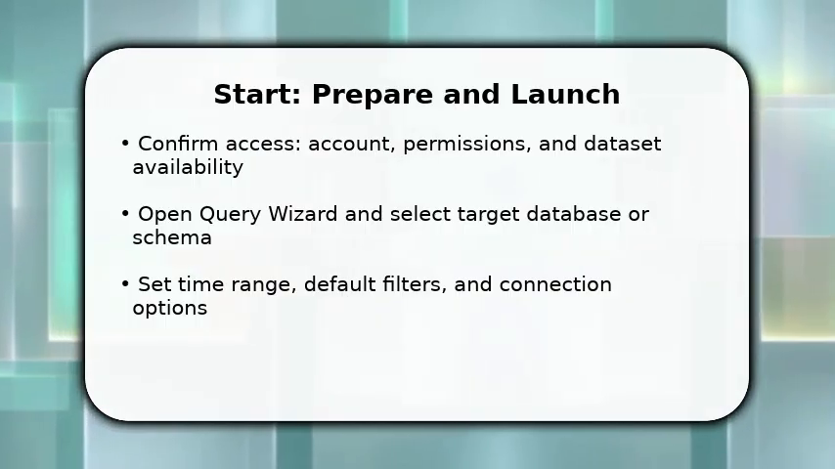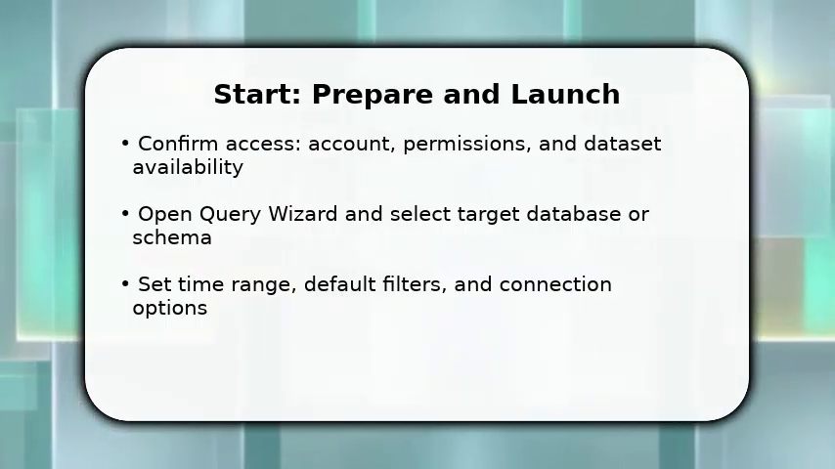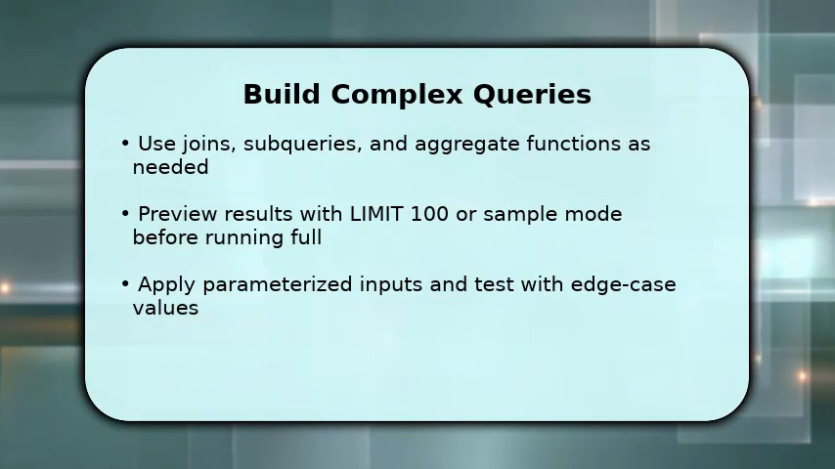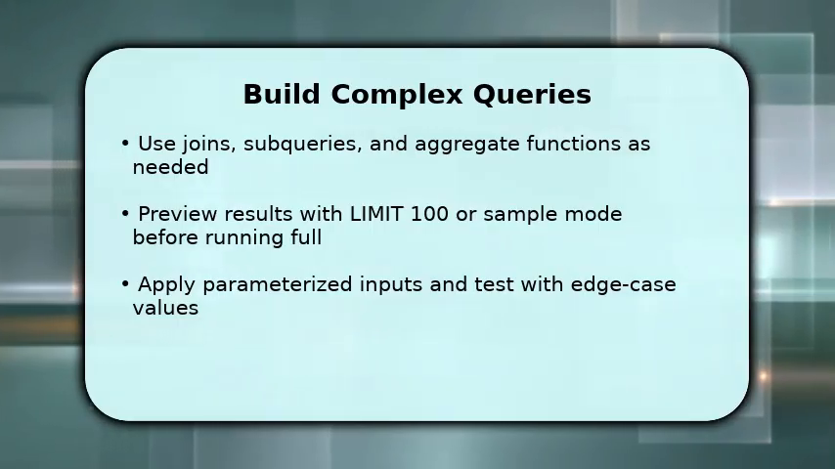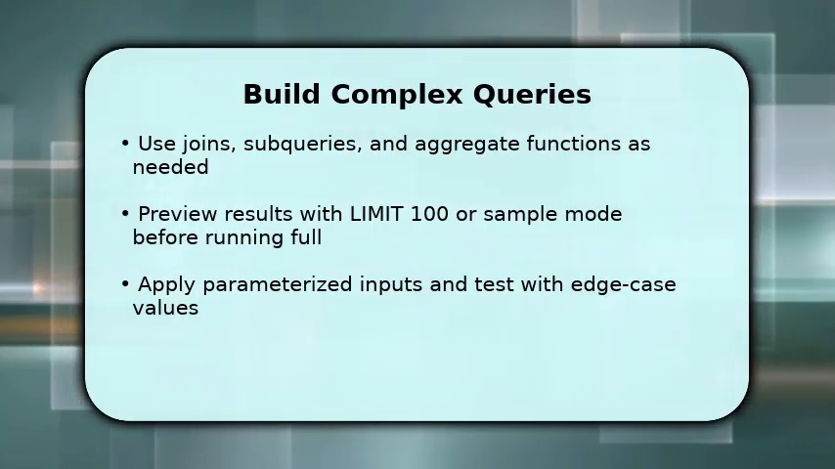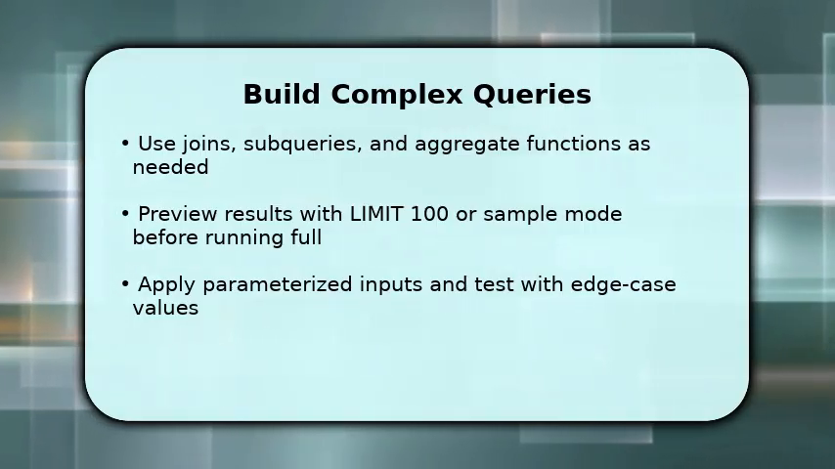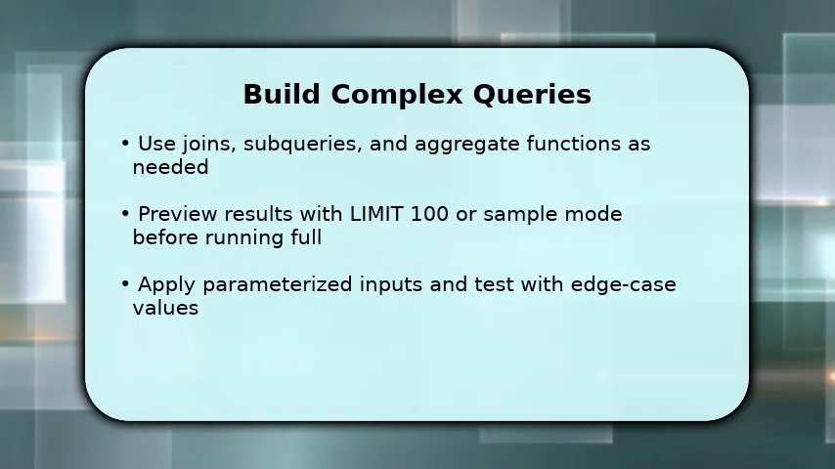You now assemble the core query. Add joins and subqueries where relationships demand them, and use aggregate functions for summaries. Once you write a section, preview results with limit 100 or sample mode to validate structure and types before executing the full run. This prevents long waits.